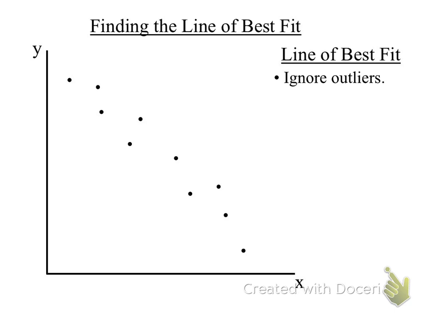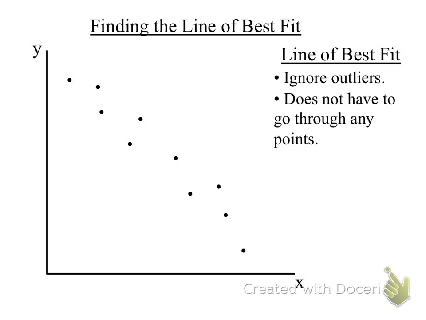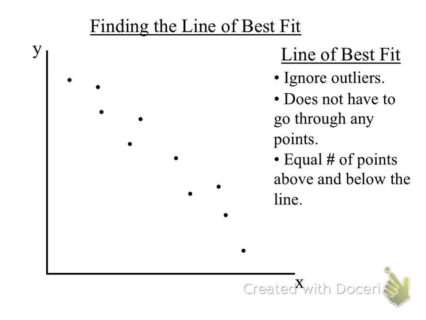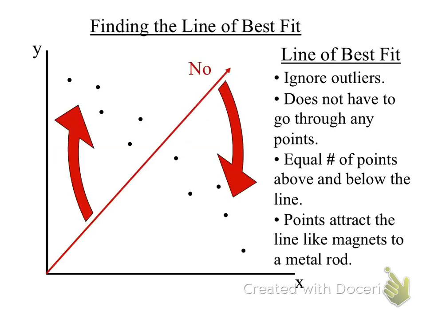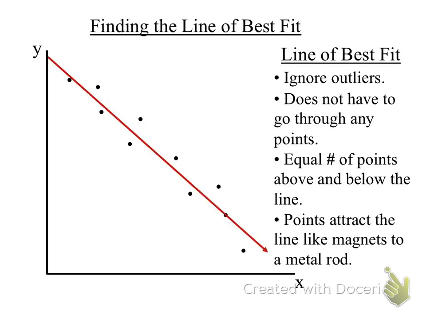When we choose our points, the line doesn't have to go through those points. I could just pick a point on the line. Equal number of points above and below the line. Remember, it doesn't go here. It doesn't go here. Is everybody understanding? Equal number of points above and below. The points act like a magnet.